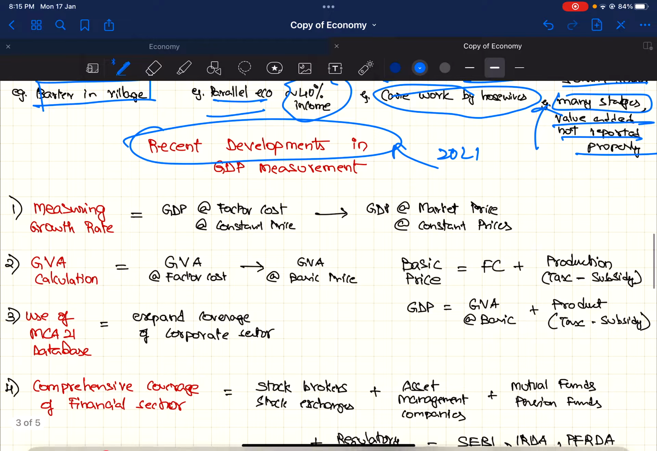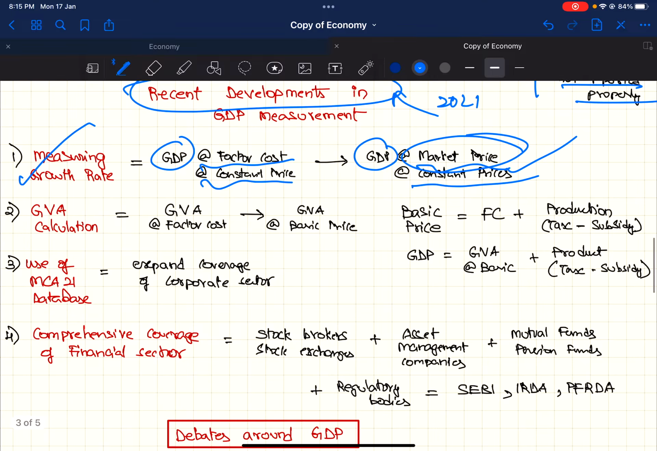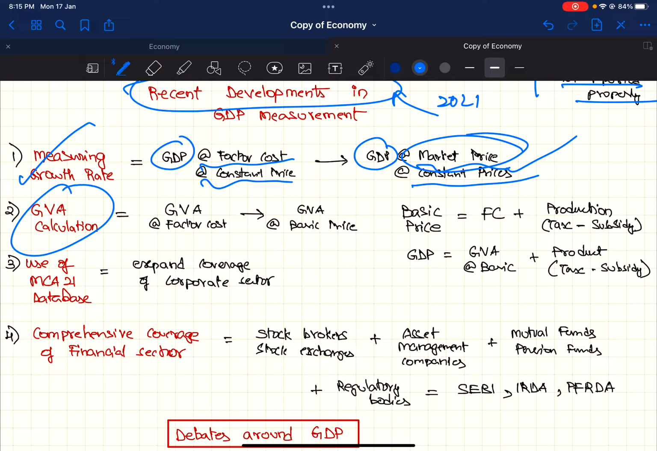So for measuring the growth rate, we have moved from GDP at factor cost at constant price to GDP at market price. So this is a change now. Constant price will be there. And for GVA calculation, we have moved from GVA at factor cost to GVA at basic price.